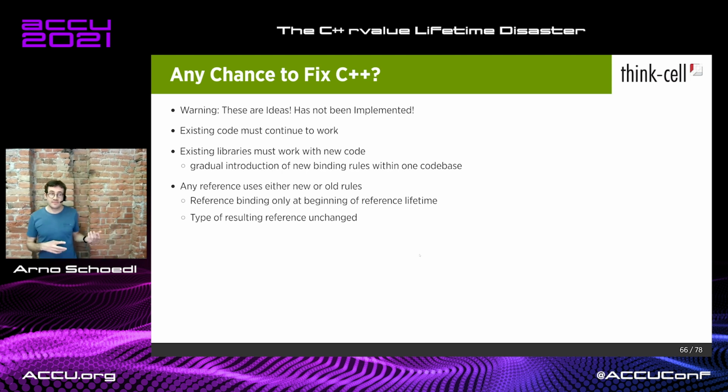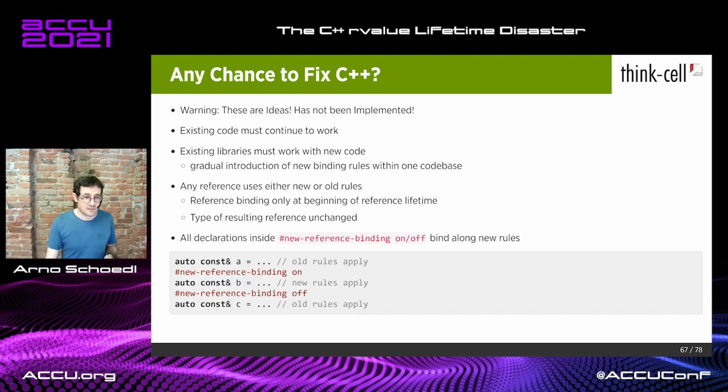The idea would be that any reference you have in your program either uses the new binding rules or the old binding rules. Now, the good thing is that reference binding only happens at the beginning of the lifetime of a reference. So once a reference exists, it doesn't matter anymore how it came about. When you're reasoning only about the type of a variable, whether that was bound by the new rules or the old rules doesn't matter anymore. It's done already at that point.